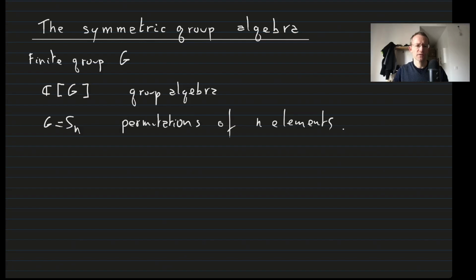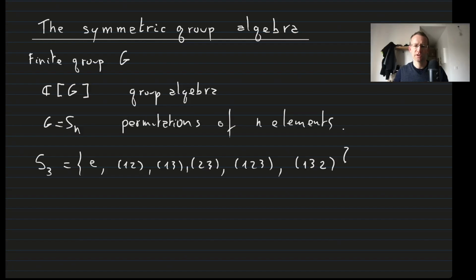For instance, when we consider S3, the permutation group of 3 elements, it contains the identity, the exchange of 1 and 2, of 1 and 3, of 2 and 3, a cyclic permutation, and the other cyclic permutation. And the group algebra has dimension 6.